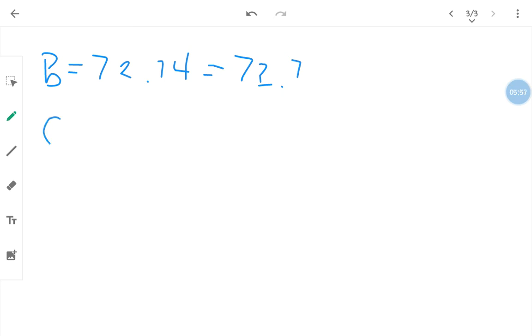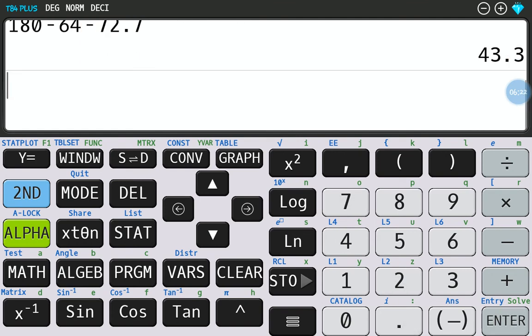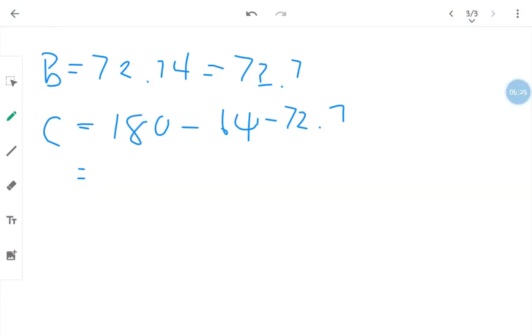Now how can I get my C? 180 minus 64 degrees, that was given in the question, and then minus 72.7. So 180 minus 64 minus 72.7 would be 43.3 degrees. But we know that we are going to have how many triangles? 2 triangles, right? So let me finish by finding side C.